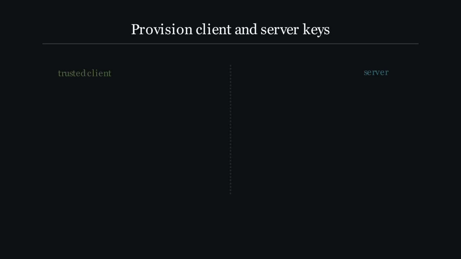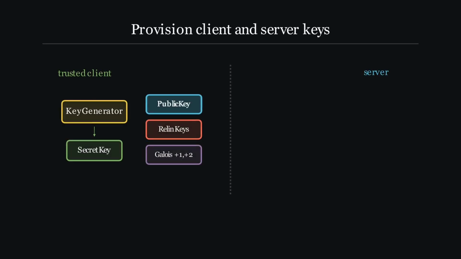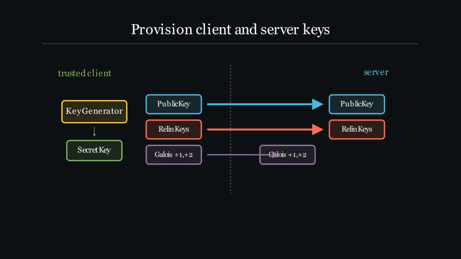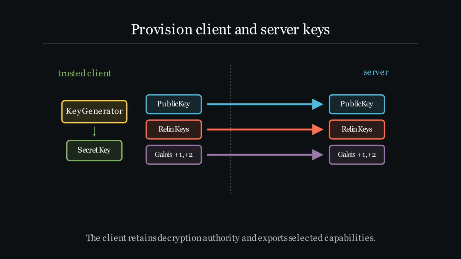After validation, the client provisions capabilities before processing data. Key generator creates the secret key, which follows the short green path and remains on the client. Copies of the public key, relinearization keys, and only Galois rotations 1 and 2 travel across the boundary to the server. Separate arrows make the ownership policy visible.